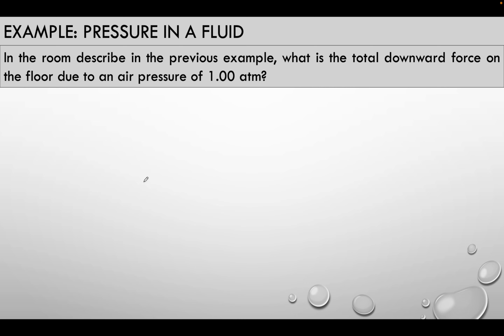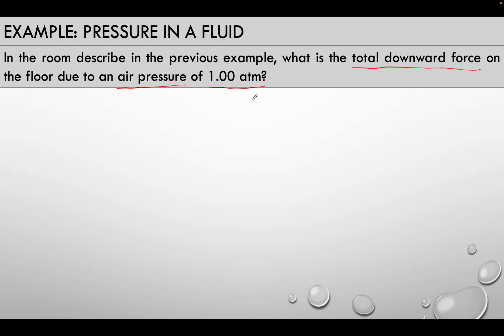Okay. So now we have here another example in calculating the pressure in a fluid. We have here the room described in the previous example. The previous example that was mentioned is the density example. In the room described in the previous example, the question here is, what is the total downward force on the floor due to an air pressure of 1 ATM or 1 atmosphere?